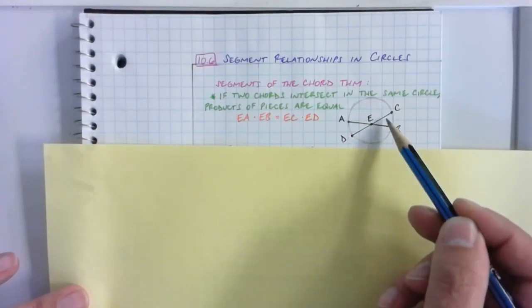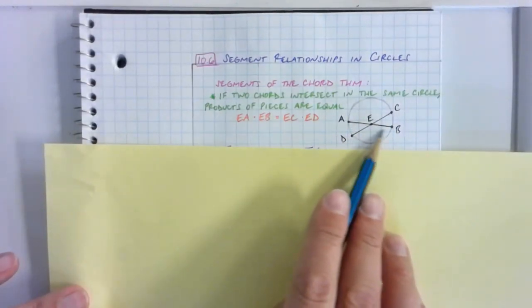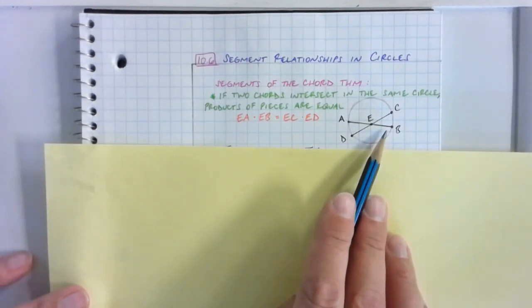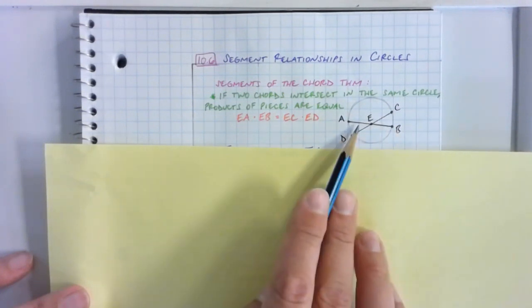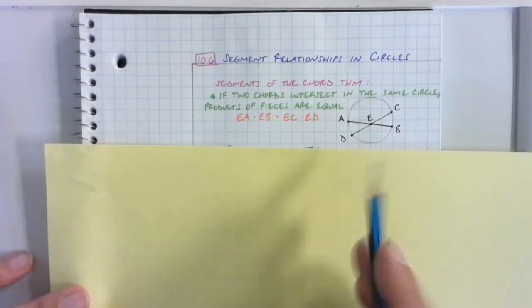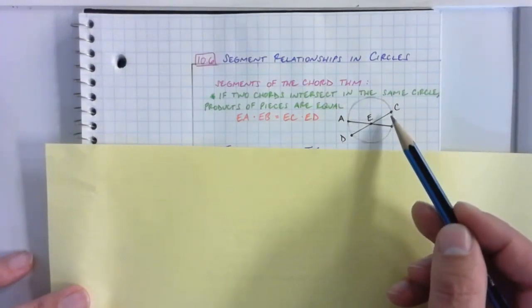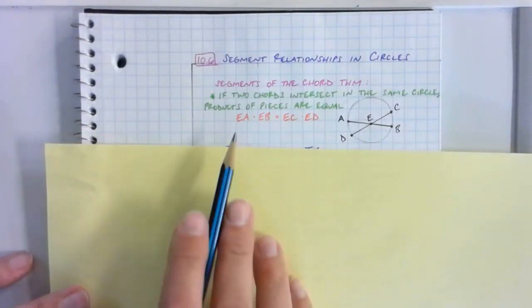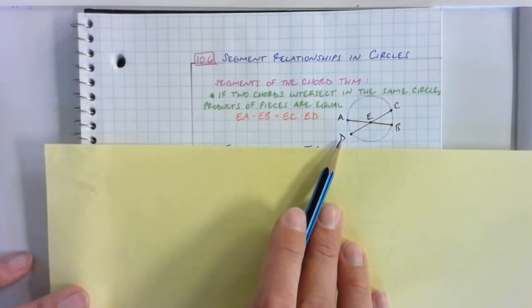Whatever those lengths multiplied by each other need to match the multiplication product of the other 2 pieces. That's what this theorem breaks down. Any 2 chords, regardless of the letters involved, if I take the 2 pieces of one chord and multiply them by each other, they're going to have to equal the same product of the 2 pieces of the other chord involved.